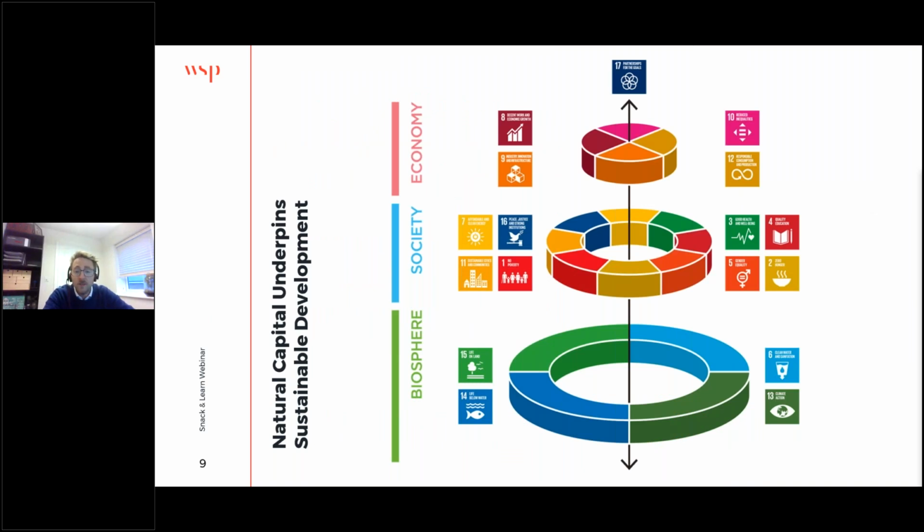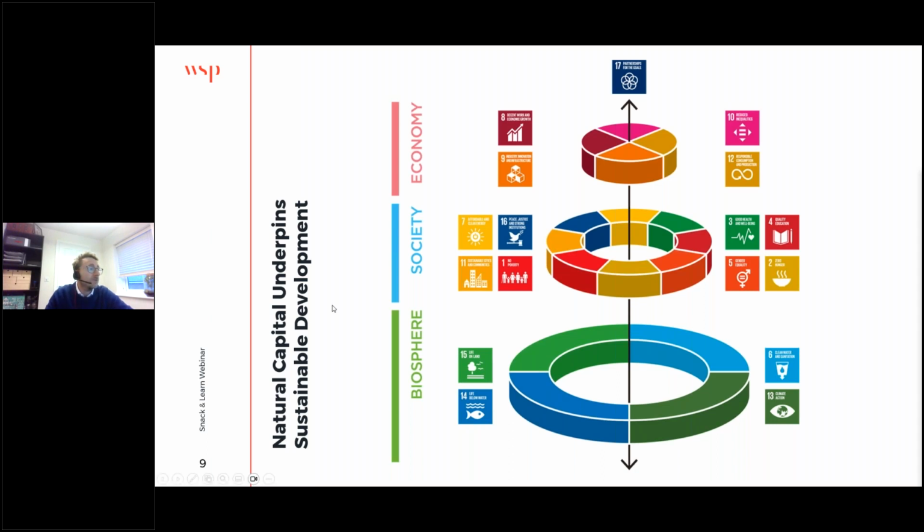Nature-based solutions and the natural capital approach are fundamental in achieving the UN Sustainable Development Goals as well. So here on this slide, we see the 17 UN Sustainable Development Goals, and how can we achieve, for example, no poverty, zero hunger, and good health and well-being without climate action, life on land, life below water, or clean water and sanitation.